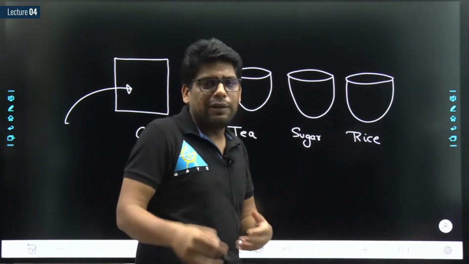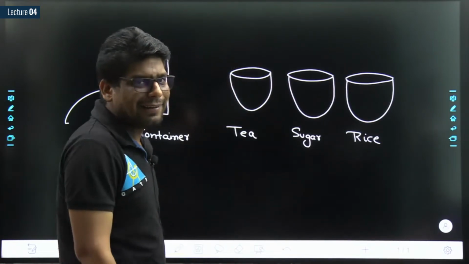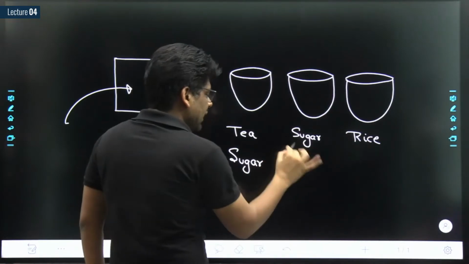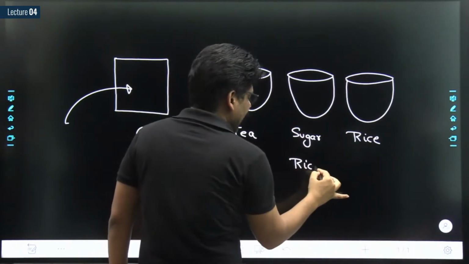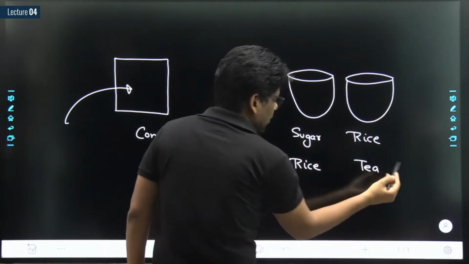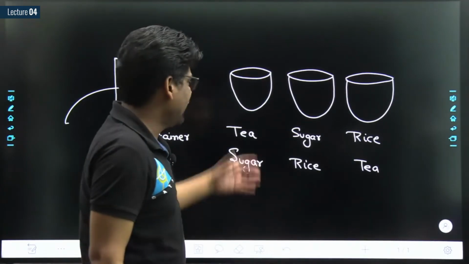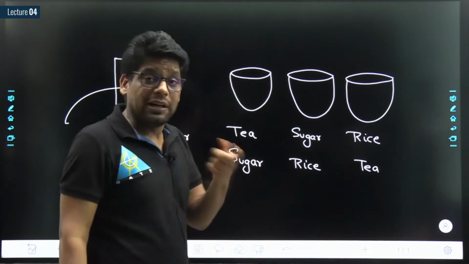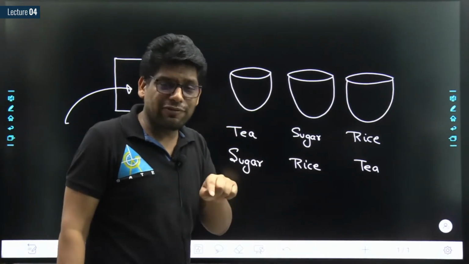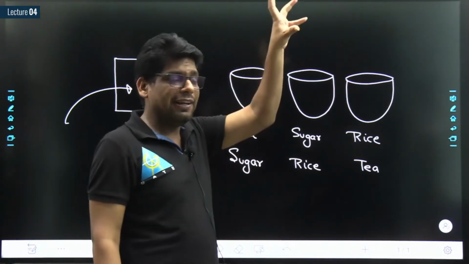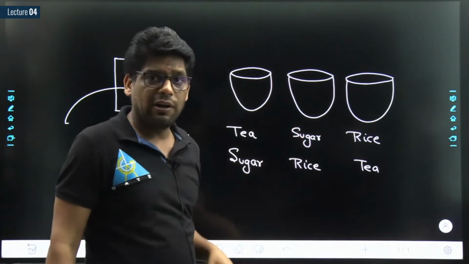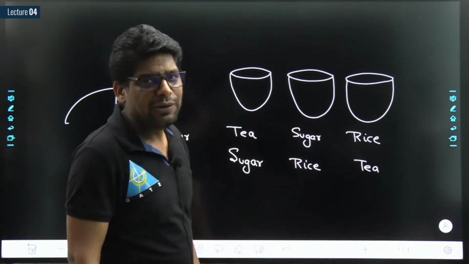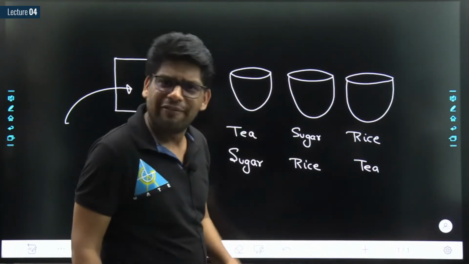Maybe next month your mom decided that the first container will contain sugar, second container will contain rice, and third container will contain tea. Perfectly okay. Sir, container that contains something. But is it always fixed? Is it always fixed that every container inside kitchen is fixed forever? No, it depends on your mother or the lady who is dealing with the kitchen. For sure.